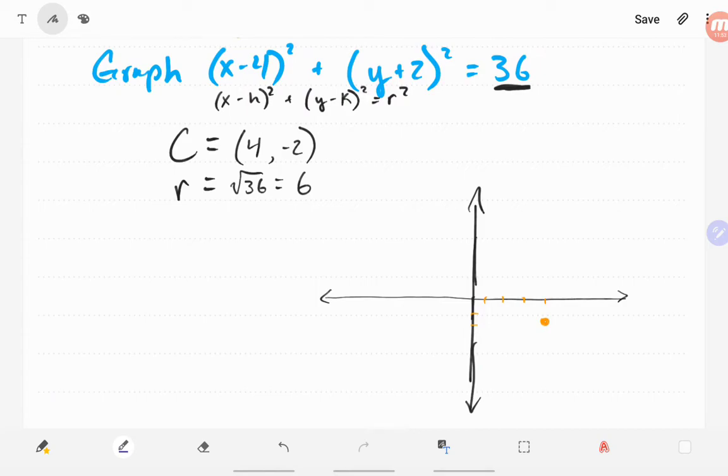Now from here, what we need to do is ask, how can I plot the radius from this? What I recommend you doing is just going up, down, left, and right. We need to create 4 points. We're going to go up 6: 1, 2, 3, 4, 5, 6. We're going to go to the right 6. We're going to go down 6. And then we'll go to the left 6: 1, 2, 3, 4, 5, 6.